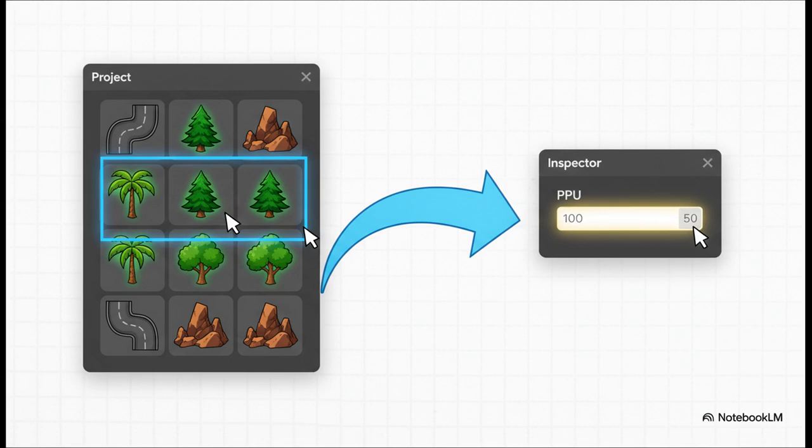And check this out. When you have them all selected, the inspector will show you the settings they all have in common. And that includes pixels per unit. So you can select all of your road pieces, type in 75 just once, hit apply, and boom, they're all fixed. Select all your trees, change their PPU to 50, hit apply, done. This batch editing workflow is a total game changer.